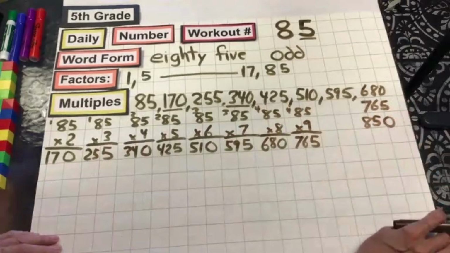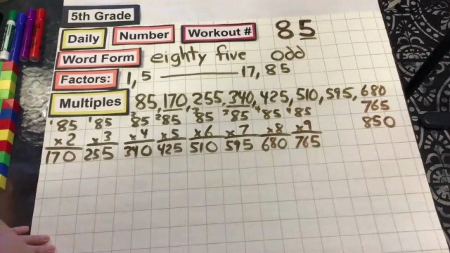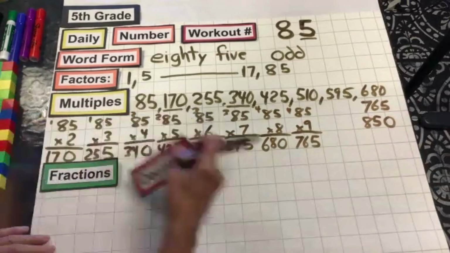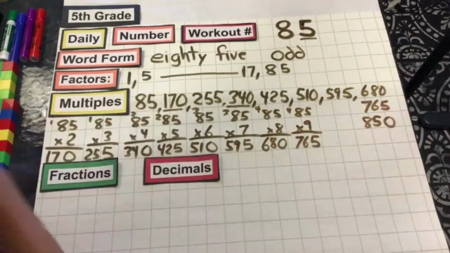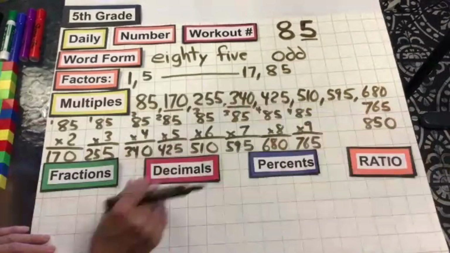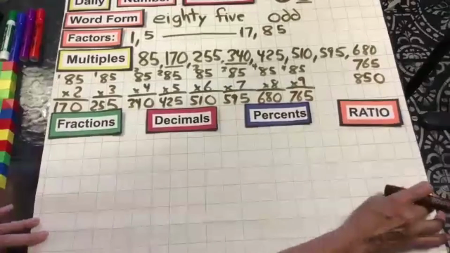If we were counting by 5s, those would be the first 10 numbers we would say. And let's move on to our next category. We're talking fractions, decimals, percents, and ratio. So let's move this paper up so I have room to work here.